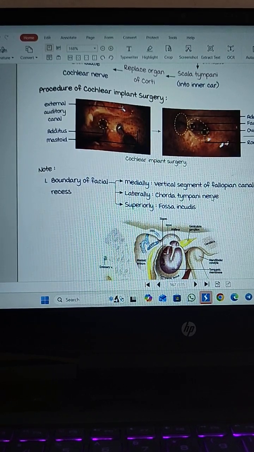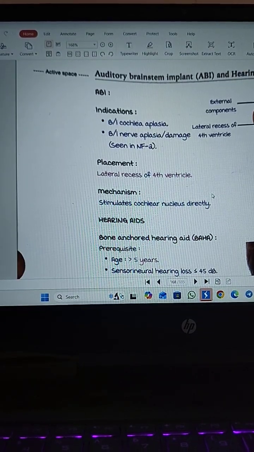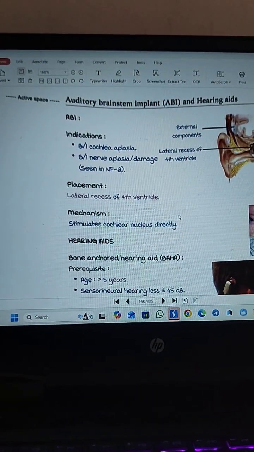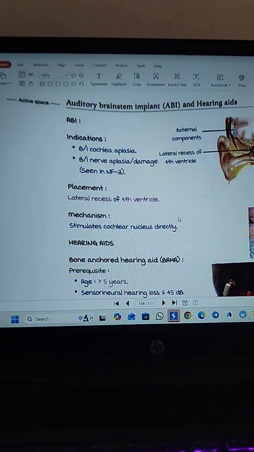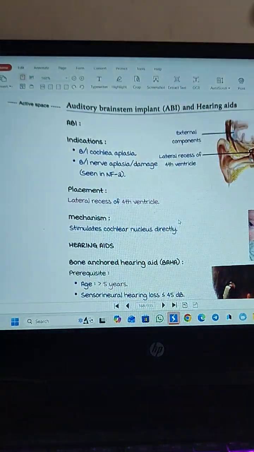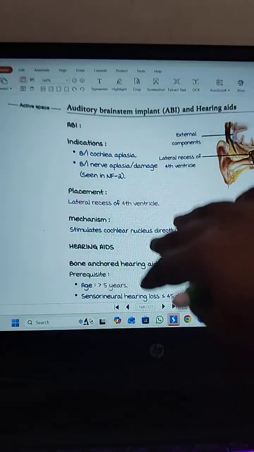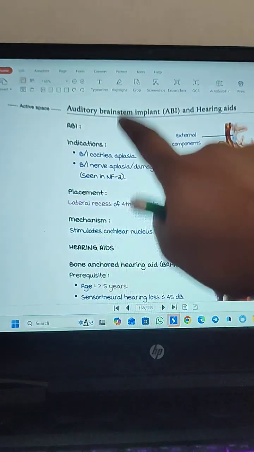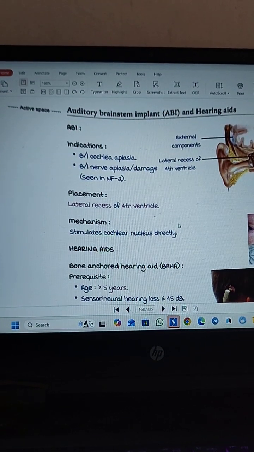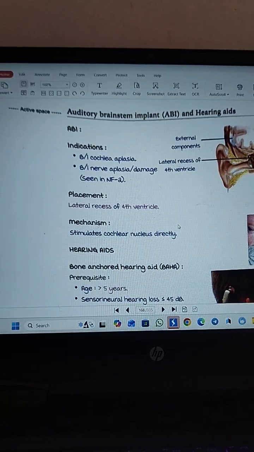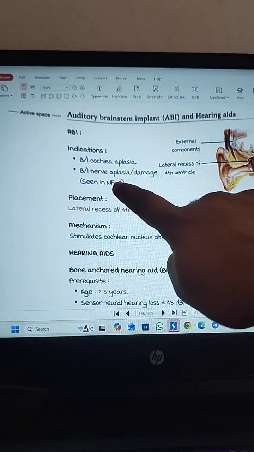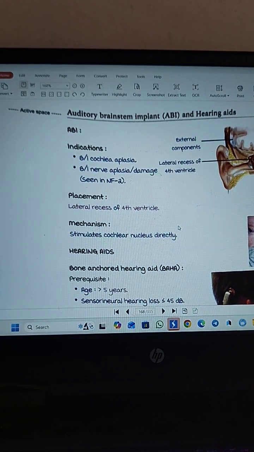The last topic is the auditory brainstem implant. What is it, and what is the indication? Here there is bilateral cochlear aplasia, or bilateral nerve aplasia. The cochlea is gone and the nerve is also damaged. This is mainly seen in cases of NF2, that is, neurofibromatosis type 2.